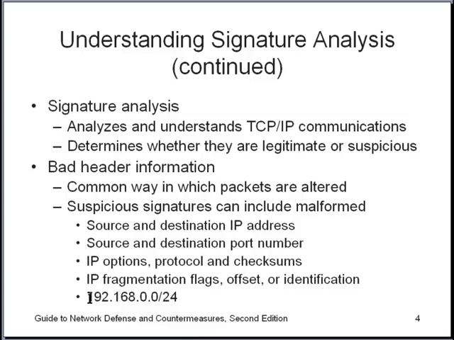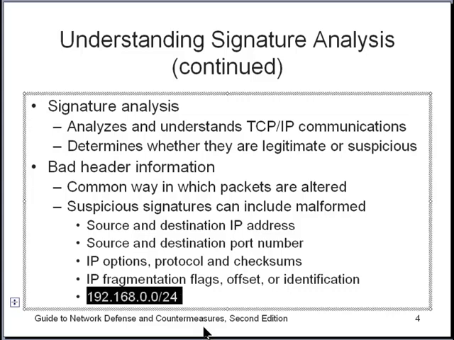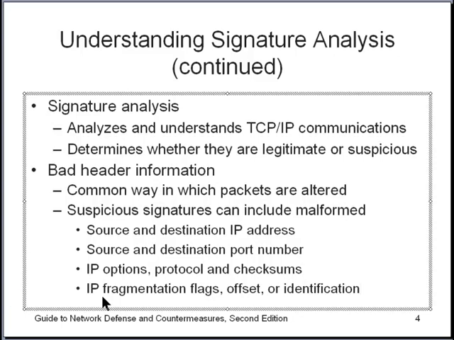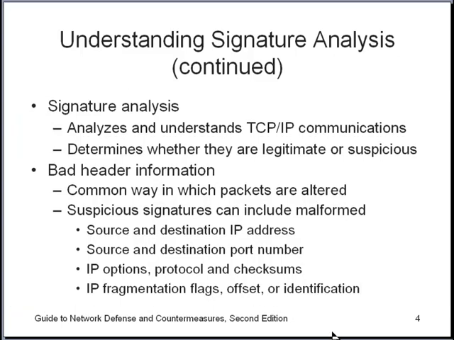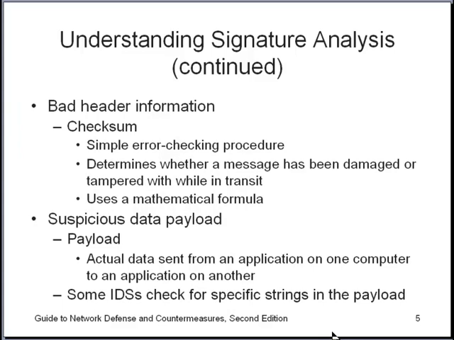And therefore, anything coming in that has this address has to be malformed, because there's no computer sitting out on the internet that has this address. And later on we'll see how that can actually be used to create an attack. Bad header information, for example, the checksum, a simple error checking procedure. We saw earlier how there's a 16-bit checksum that's created for various level headers, and so that can be malformed as well.